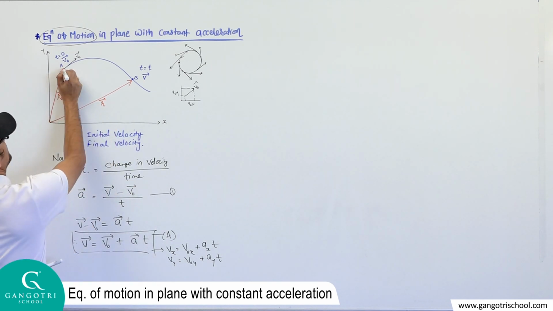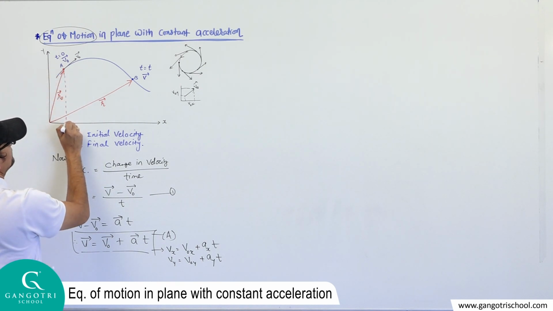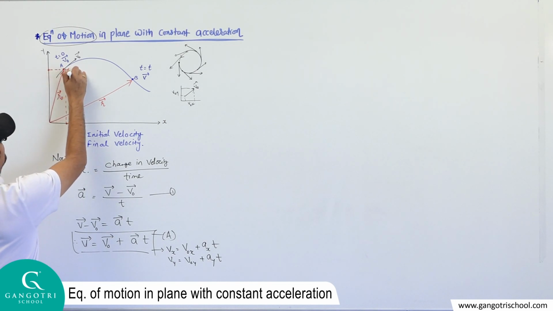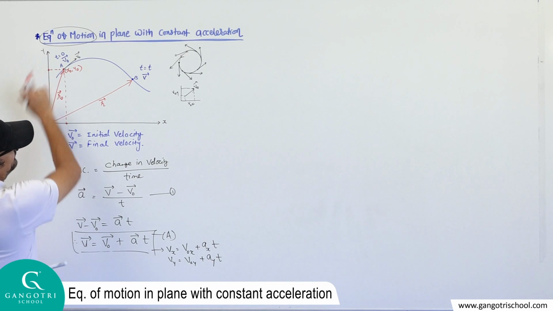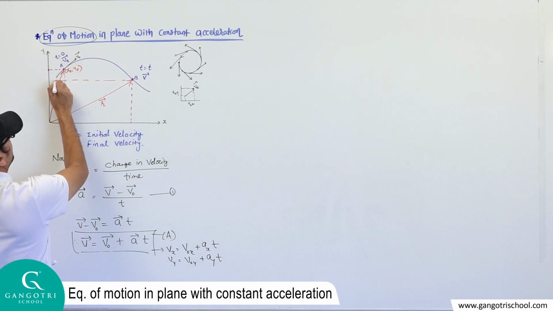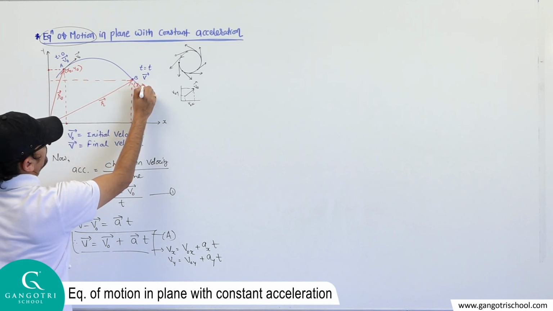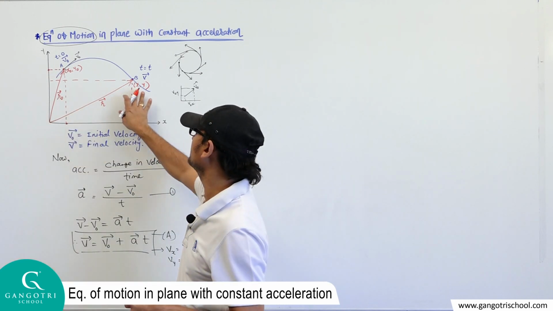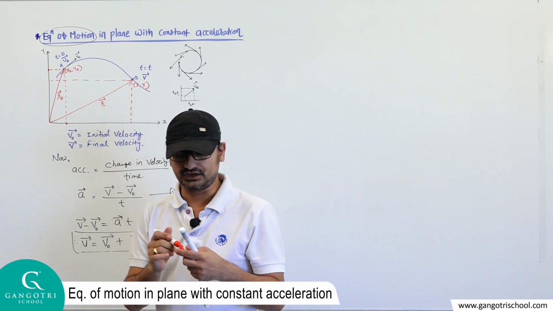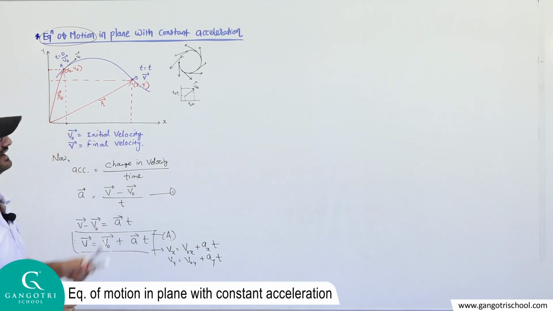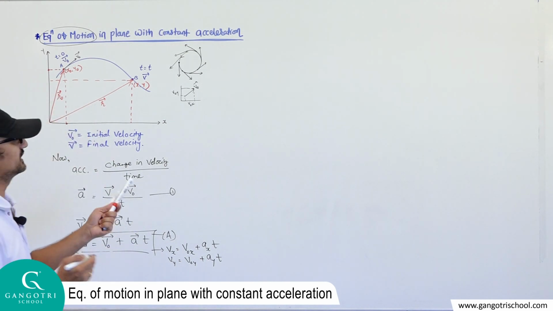Also we assume that when the object is here, definitely it has some coordinates, x coordinate and y coordinate. So suppose the initial coordinates are x0, y0, and when the object reaches here, its x coordinate and y coordinate are assumed to be x, y. So x0, y0 are the initial coordinates and x, y are the final coordinates, where r0 is the initial position vector and r is the final position vector. Okay, let's move forward.